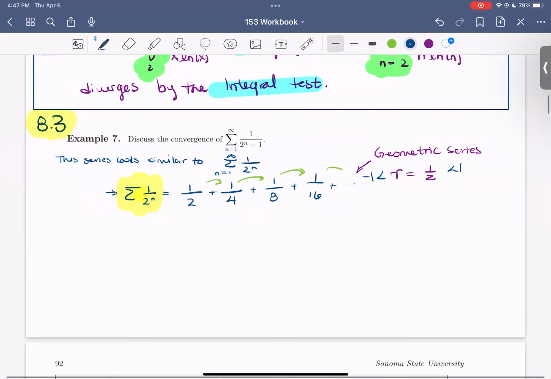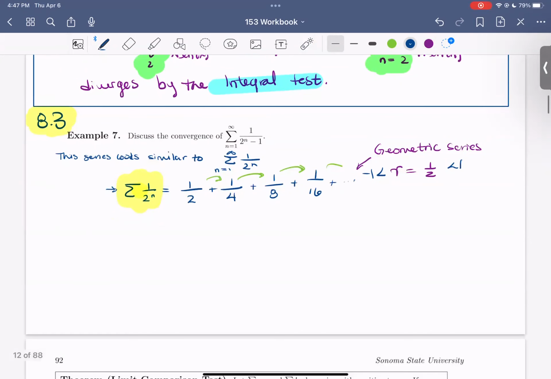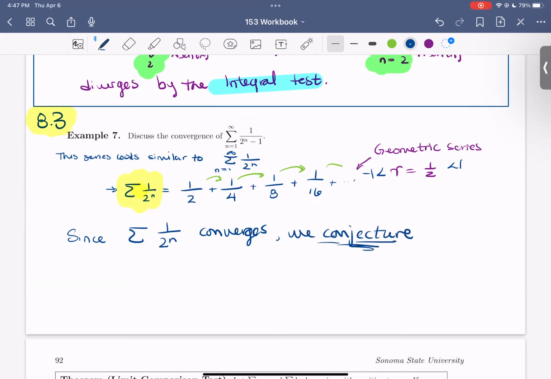So then we might conjecture that since this series converges, it probably behaves similar to this series. So our series must converge by comparison. I'm just going to write that down. So since the sum of 1 over 2 to the n converges, we conjecture, which is a fancy word for saying guess, we guess that our series, which is the summation of 1 over 2 to the n minus 1, also converges, probably also converges.